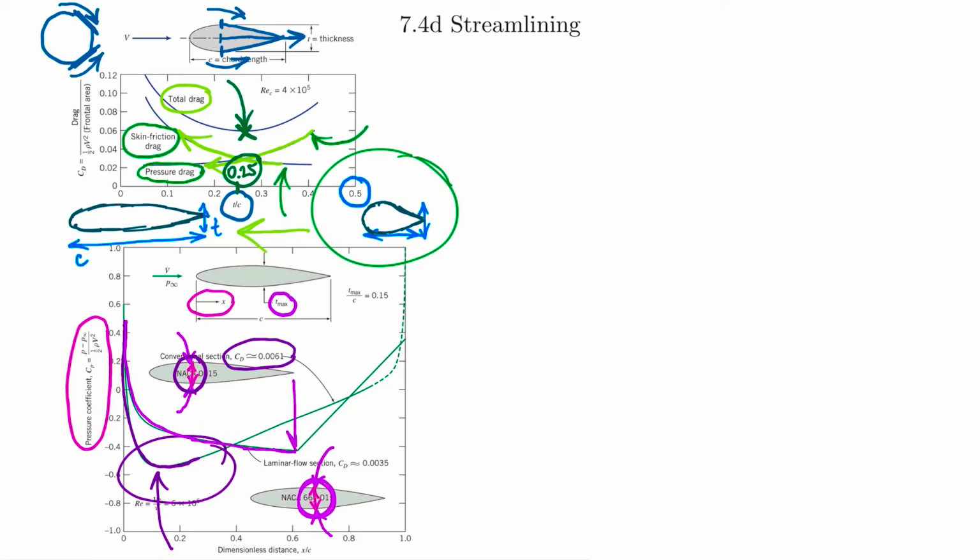So that's because the thickest point's back here. So now you get an adverse pressure gradient only about this point, so you can keep a laminar airfoil much smoother along much more of its surface. And so you see what happens is the net resulting drag coefficient is actually quite a bit lower, right?